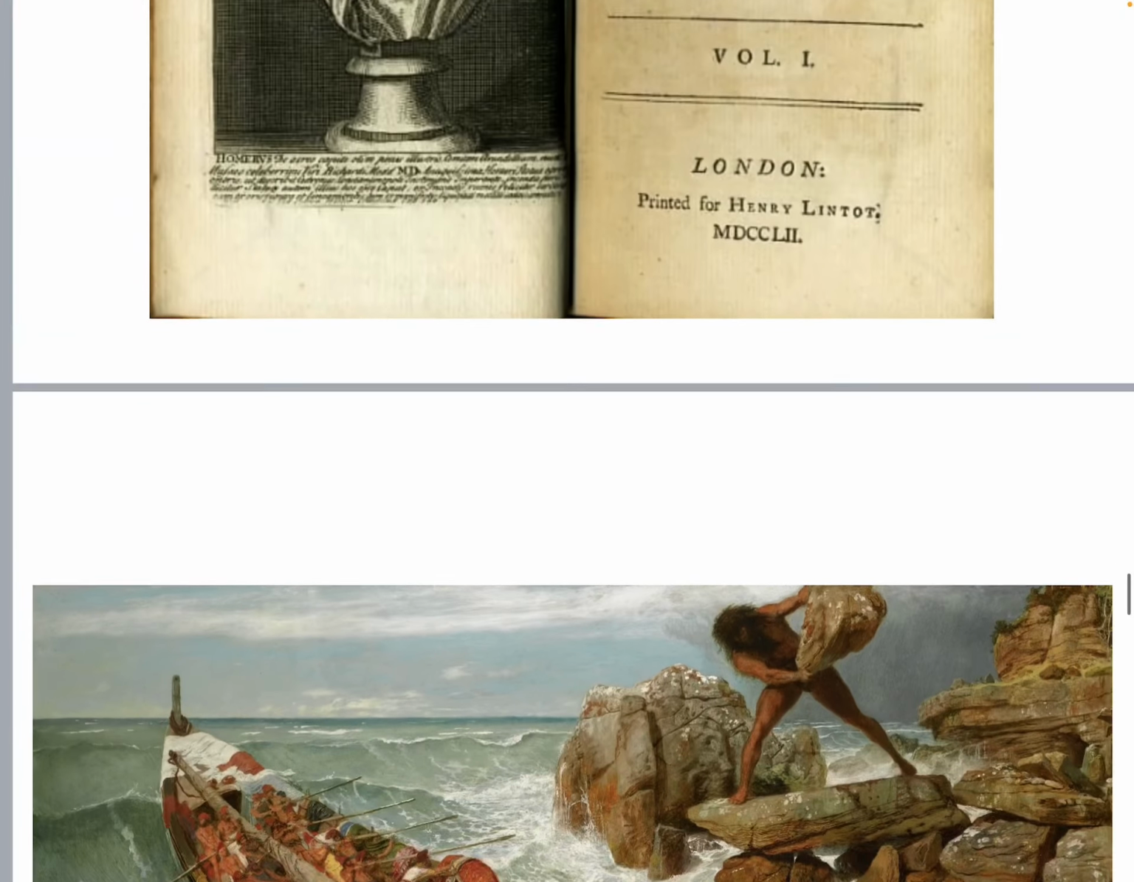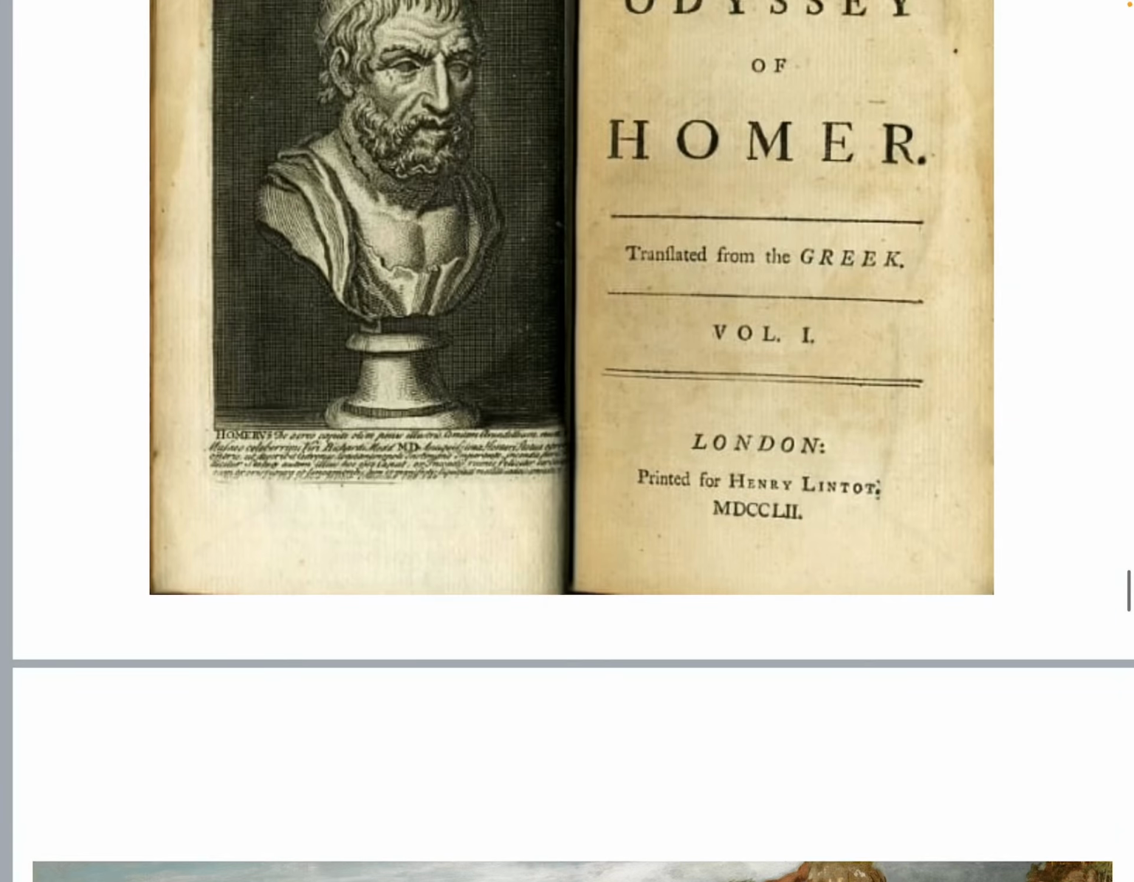Cool. Now, on a side note, after Odysseus makes the wooden horse, he is going to sail back to where he comes from, to the city where he lives.